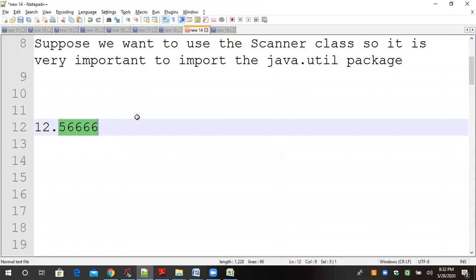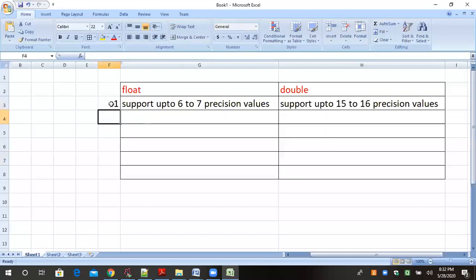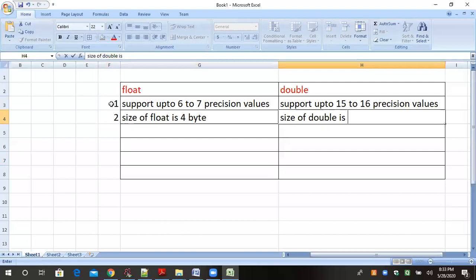Now, the second important difference is range or size. The size of float is 4 bytes and the size of double is 8 bytes. Understand? Double is the biggest data type in the Java programming language. All right. You can write down these points and please understand them.